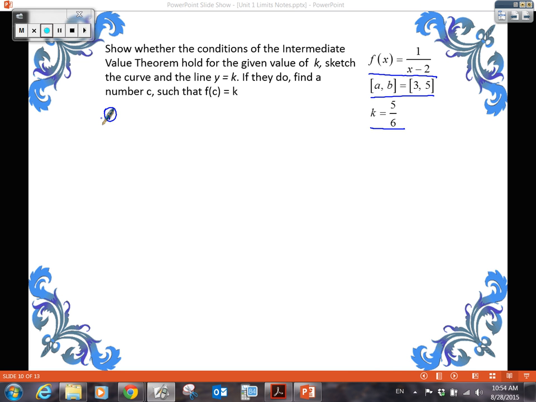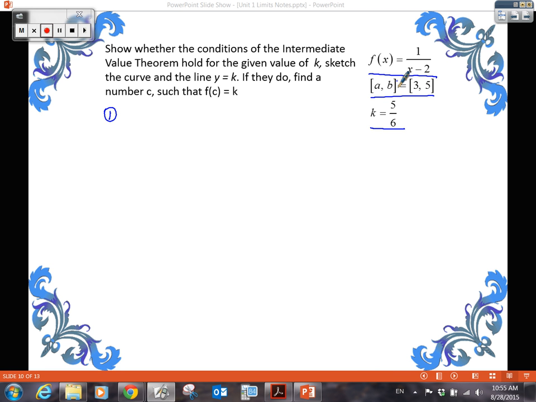Number 1, is it continuous? So we go over here. Is this function 1 over x minus 2 continuous on the interval 3 to 5? It is, isn't it? There are places where it's not continuous, but not on that interval. I had a question earlier today: do we have to prove that it's continuous on the interval? Remember the criteria we looked at yesterday?